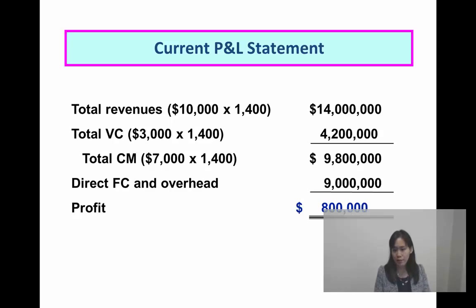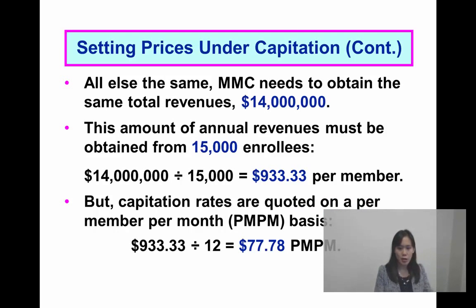Now, to get to profits, we also have to subtract the direct fixed costs and the overhead. So subtract $9 million from the contribution margin, and we end up with $800,000 of profits. All right, so now going to capitation, we assume that everything else is equal. So all else equal, meaning that the number of visits doesn't change, the number of members doesn't change, the revenue per visit doesn't change, the cost per visit doesn't change.